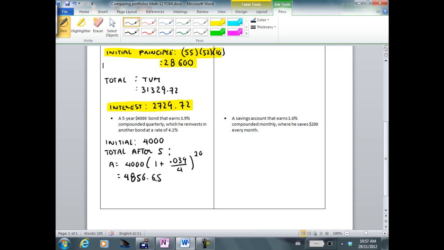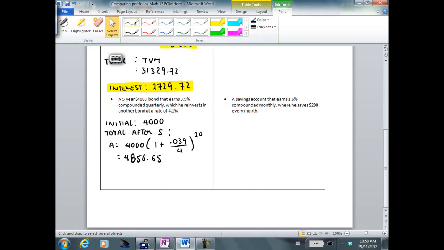But here's a problem. You've got to take this amount and reinvest it at 4 point something. So we're going to do this again. This is going to be the second part. We're going to do this another 5 years. A equals 48... See what I'm doing? I'm doing this again. I'm taking my money, putting it into the bank again.